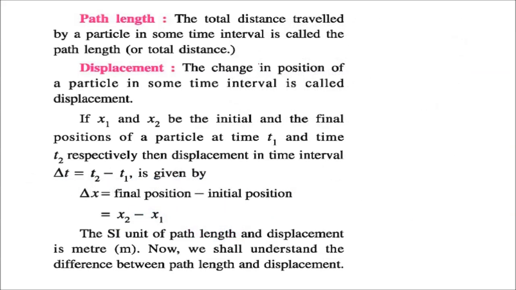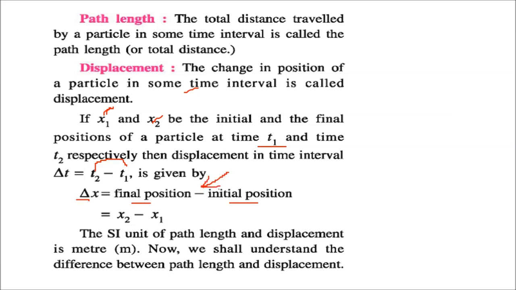So what is the path length? The path length is the total distance traveled by a particle in some time interval. This is called the path length or total distance, meaning how much you have traveled is computed totally. But the displacement is something different. It is the change in position of a particle in some time interval. So there is a difference. If x1 and x2 are the initial and final positions, x1 at time t1 and x2 at time t2, then the displacement in the time interval t2 minus t1, delta x, is simply the final position minus the initial position.